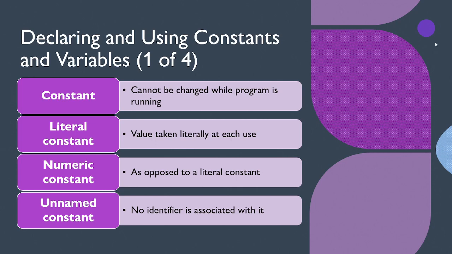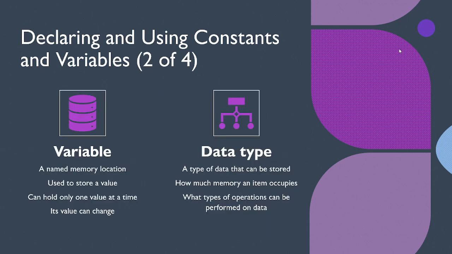All right. A variable is a named memory location that is used to store a value. It can only hold one value at a time, and its value can change. Data types are what kind of data is being stored. We use data types to identify how much memory we're going to allocate, or what type of operations can be performed on the data.